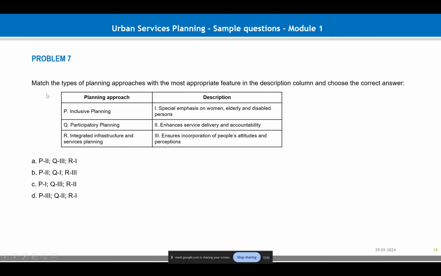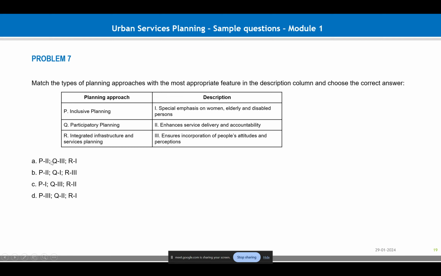Problem 7. Match the type of planning approaches with the most appropriate feature in the description column and choose the correct answer. So this I just discussed partially in the previous question, so it should be answered easily. The planning approaches are inclusive planning, participatory planning, and integrated infrastructure and service planning. And the description: first, special emphasis on women, elderly, and disabled. Second, enhances service deliverability and accountability. And third, ensures incorporation of people's attitude and perceptions. So, option C.